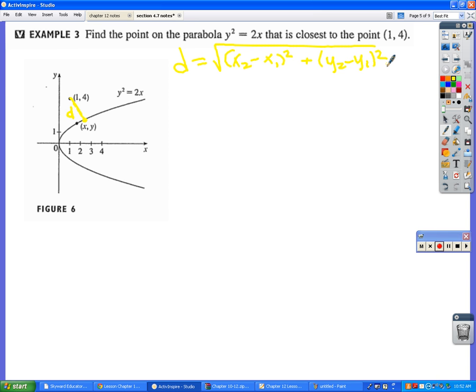So what we are going to do is use a point on this curve, x comma y, as our x2 and y2, and the point 1 comma 4 as x1 and y1, or we can go the other way around, it doesn't really matter. So any point on this curve, the x coordinate is going to be x. What's the y coordinate in terms of x?